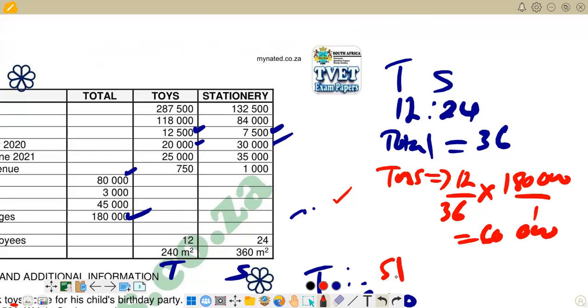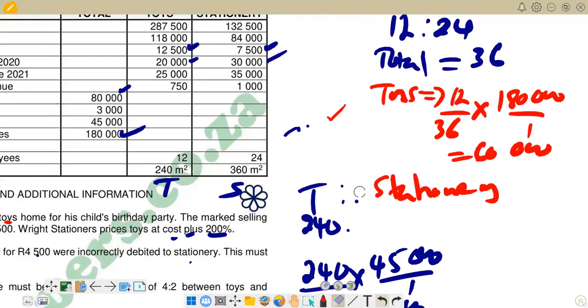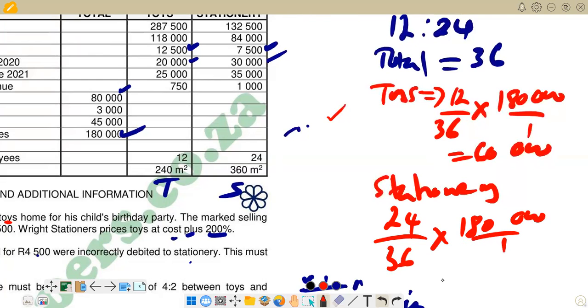Then for stationery, let's try to see for stationery. Right, for stationery, we have a representation of 24. Total is 36, so we say 24 over 36, then we multiply by 180,000 over 1. And obviously you calculate that, 24 over 36 times 180,000 over 1, you get 120,000. So these are the representations of toys and stationery.